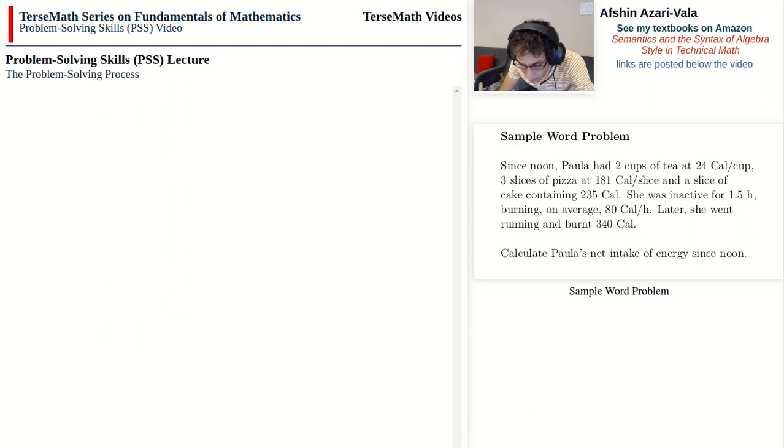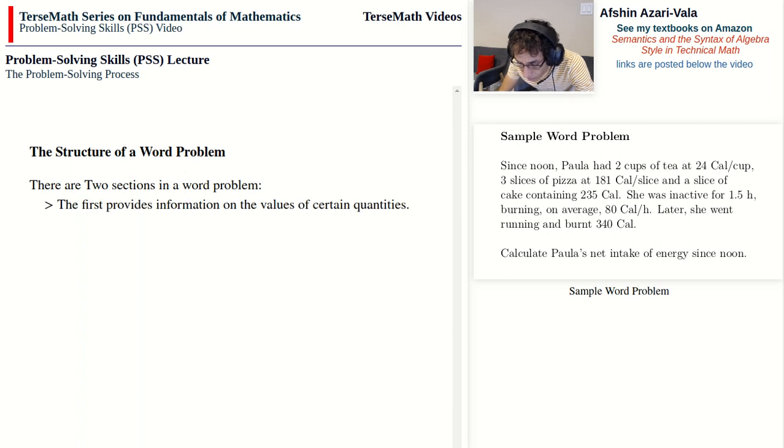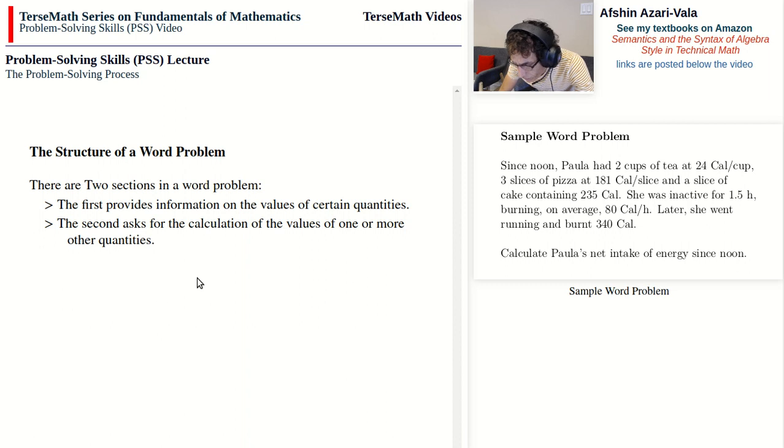Alright, so to begin, one would expect that there would be 2 sections in a word problem. The first one provides information on the values of certain quantities, and the second part asks you to calculate the values of one or more other quantities whose values are unknown. So if you take a look at the sample word problem here, this is the first part, where a lot of information is given to us in terms of the values of certain quantities.